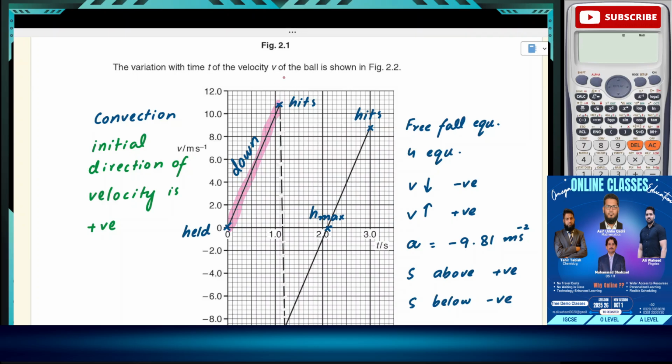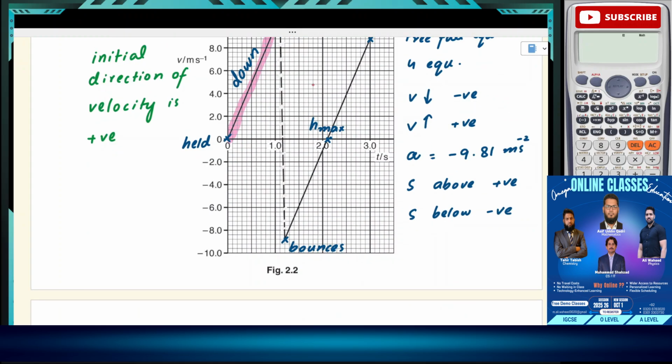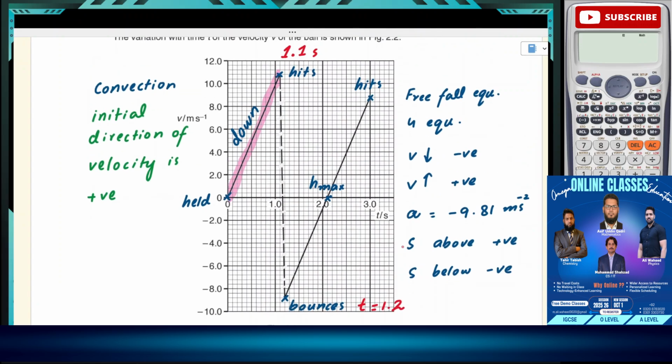This time is 1.1 second. And the time at which the ball bounces off the ground is 1.2 second. You can read it from the graph straight away. Then what is the collision time?